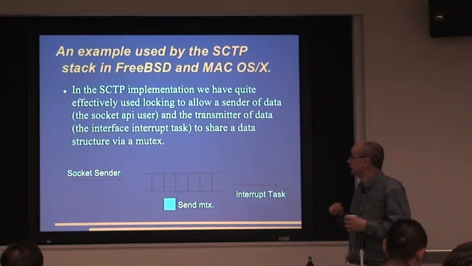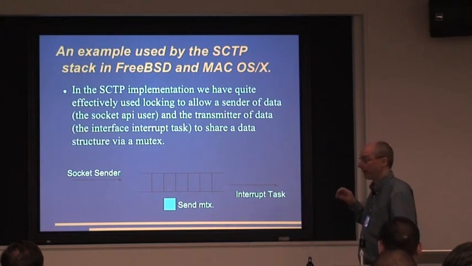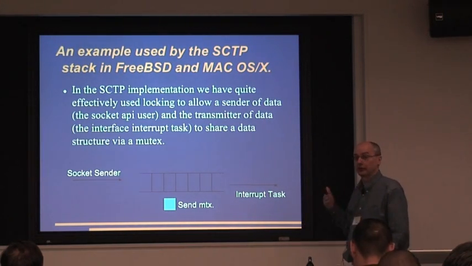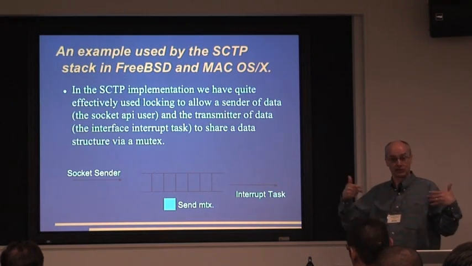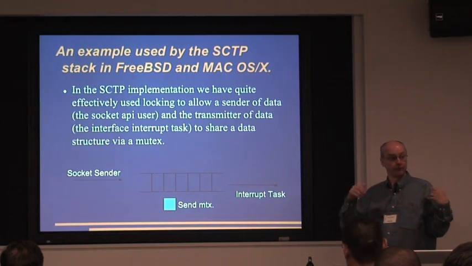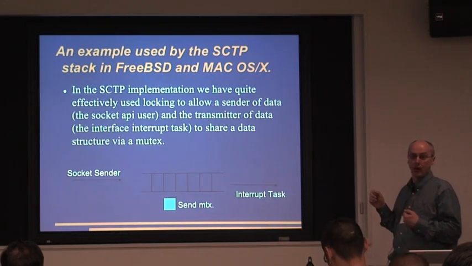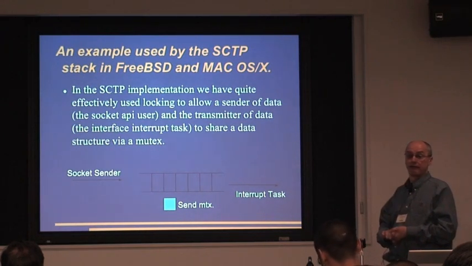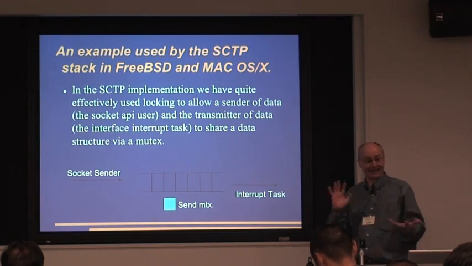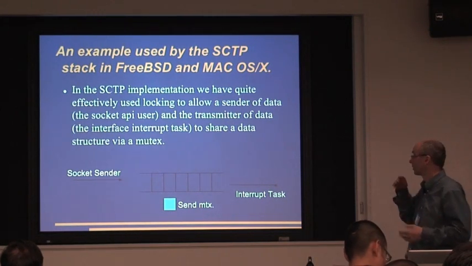So in SCTP, we went with really fine-grained locking. In particular, we wanted to have multiple cores being able to work on the same connection. And we did this with having quite a few different mutexes. There are probably, in any SCTP association, at least 4 or 5 mutexes that get pulled in and at some point locked or not locked.